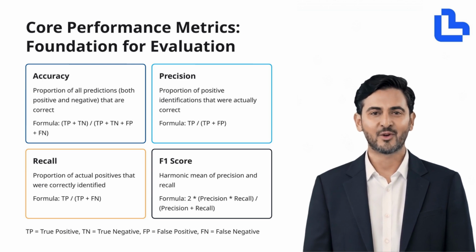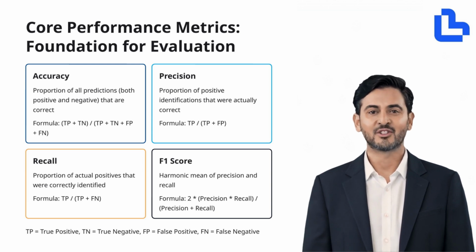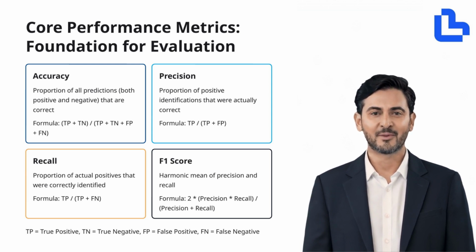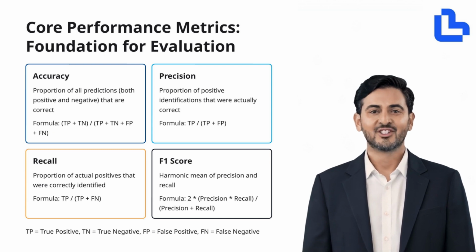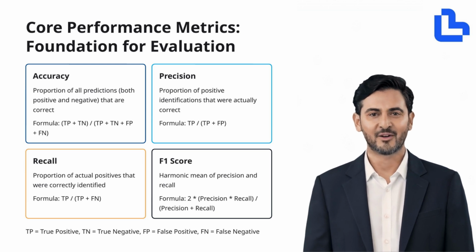Finally, we have the F1 score, which is the harmonic mean of precision and recall. It balances the trade-off between the two. The F1 score is particularly useful when you need a single metric that captures both false positives and false negatives. Understanding these metrics is the first step toward building reliable, production-ready models. Each one offers a different lens through which to evaluate performance, and choosing the right one depends on your specific use case and business priorities.